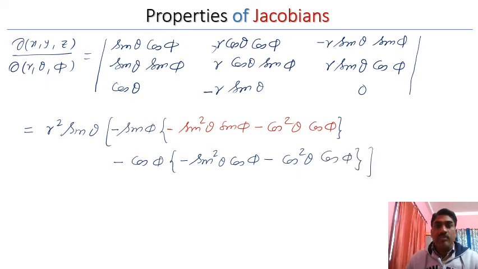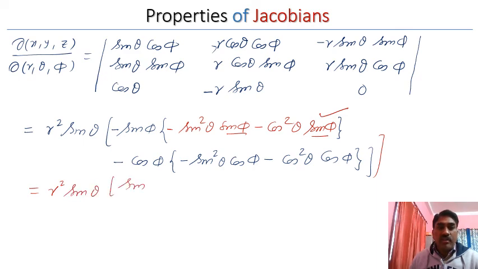So you can take sin phi common in this row. Minus sin phi taken common, and sin square theta plus cos square theta will become 1. So you will get r square sin theta, and this minus minus is plus, so sin square phi, because you took one sin phi common. In the same way here you can take cos phi common, minus minus will become plus, and sin square theta plus cos square theta will become 1. So you will get cos square phi, so this is again 1.